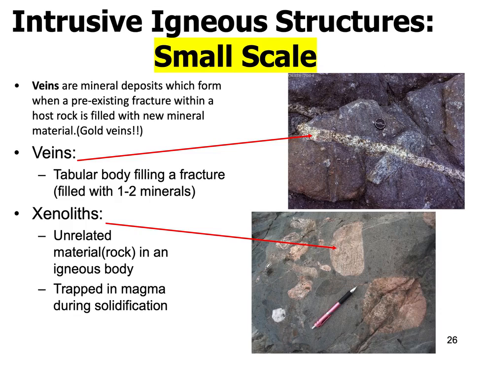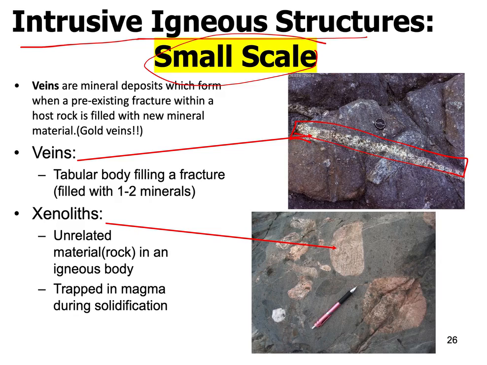Okay. Now intermediate, already discussed. Now comes another picture of intrusive igneous structures of small scale. Now these are the small scale. These are again intrusions. One of the most favorite examples is veins. Veins are very important. You know, gold veins. People spend a huge amount of money to find these veins which have gold or other very important minerals.